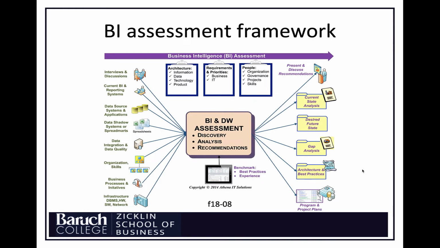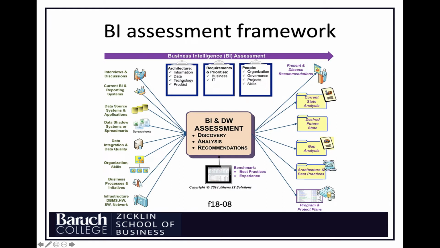Here is a more detailed depiction of BI assessment. At a higher level, there are 3 dimensions that are related to architecture. So we have to cover those architectures, issues related to business and IT in terms of identifying the requirements, and then related to the people, basically the organization, the governance, managing the projects, and the skills required for the project.